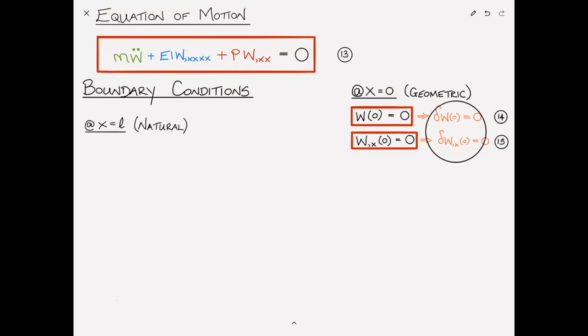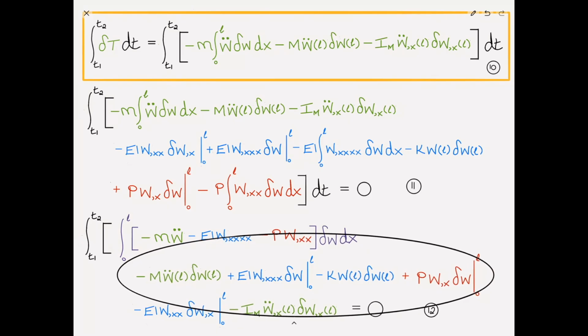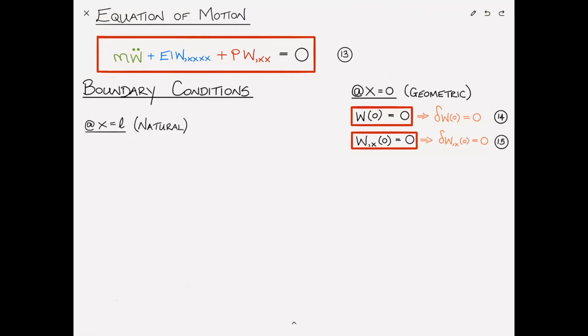Okay, so because of what I've written here, namely that del W and del W comma x are 0 at x equals 0, I can effectively ignore all the lower limits of my boundary terms because we've dealt with those. I just need to consider the boundary at x equals L. The first thing I'm going to look at are these four terms here, and all of those multiply del W at L. So I have minus m w double dot at L plus EI w comma xxx minus k w at L plus P w comma x times del W at L must equal 0.